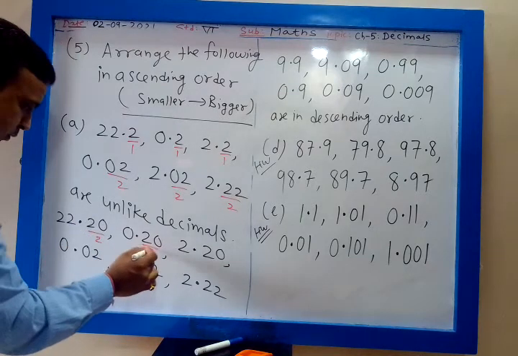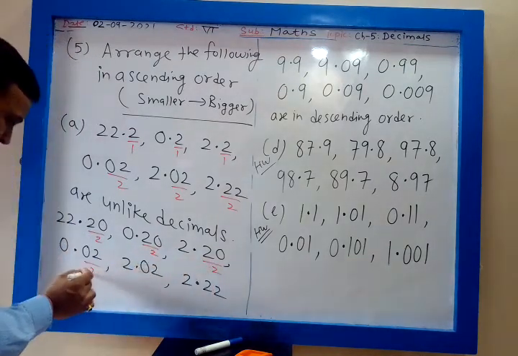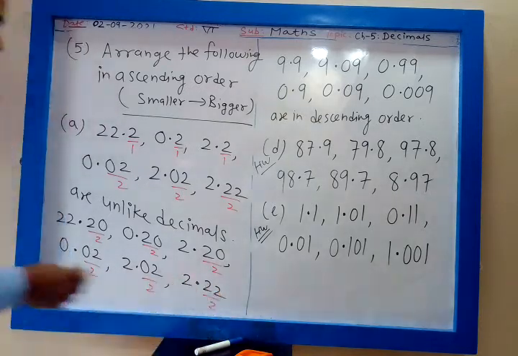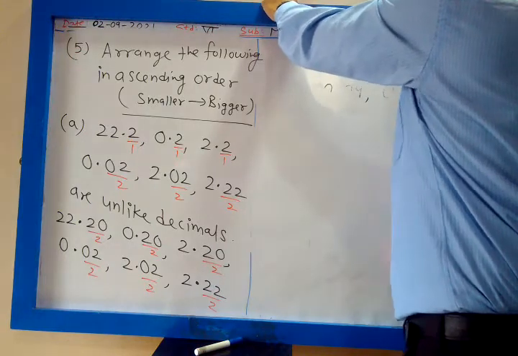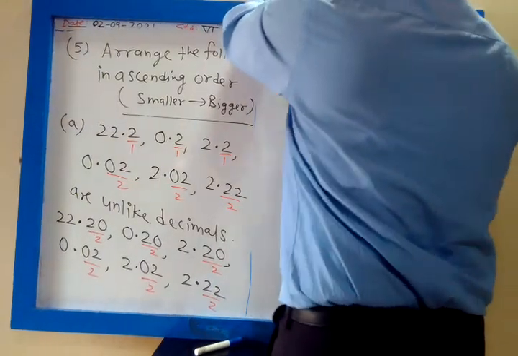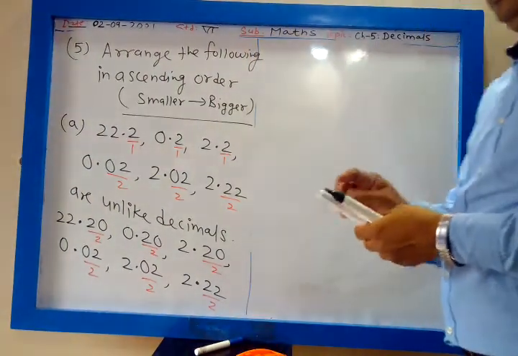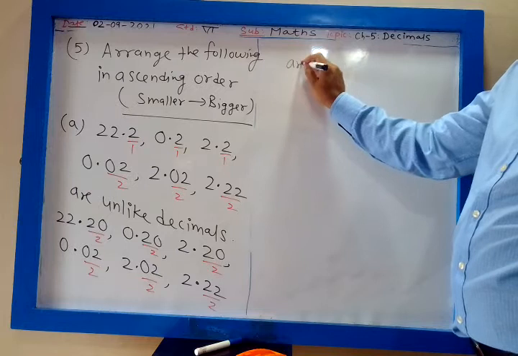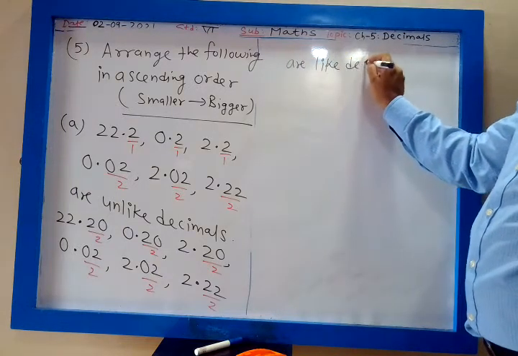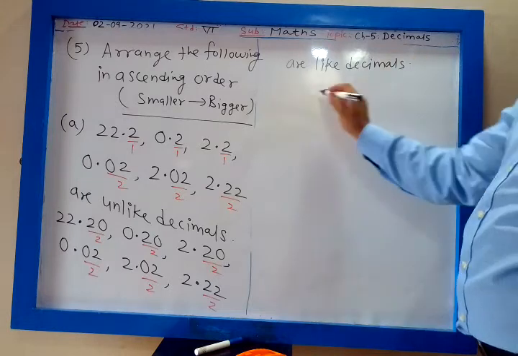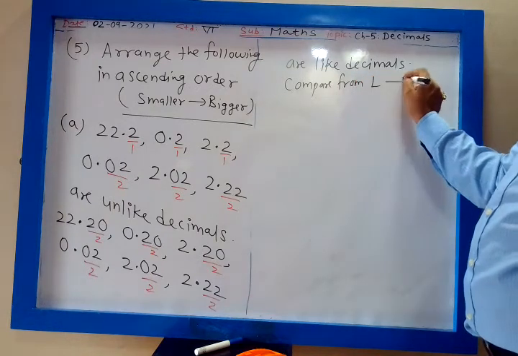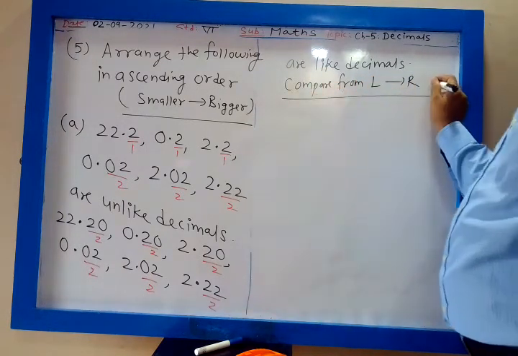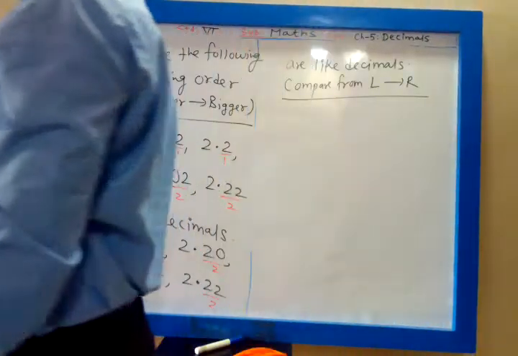You check whether they are like decimals, count the number of decimal places. This is 2, 2, 2, 2, 2, 2. So all are equal. They are like decimals. Now we compare the digits from left to right. And ascending order means smaller to bigger.